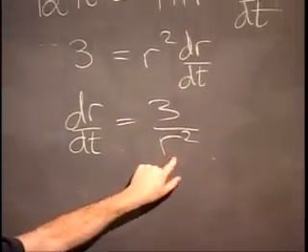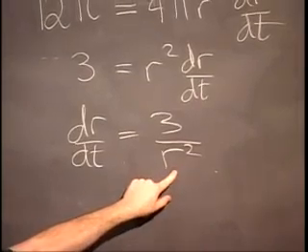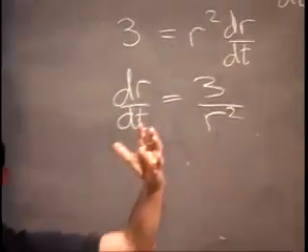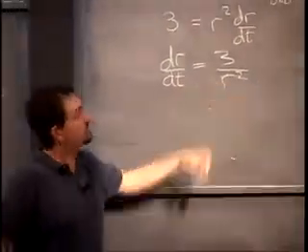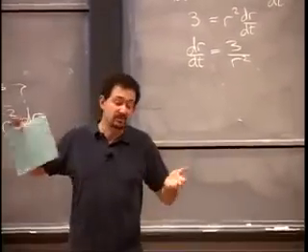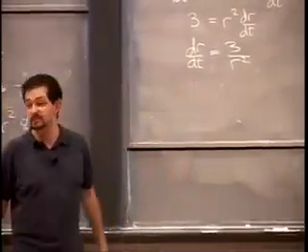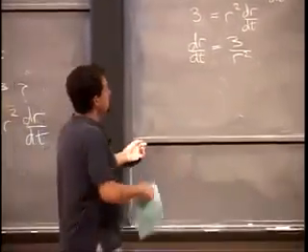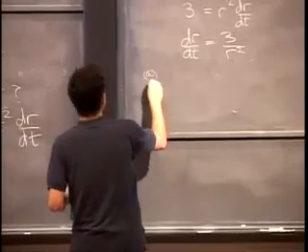And it's very, very large when r is tiny. But when r gets larger, it gets smaller and smaller, so the rate of increase of r is smaller the larger the balloon is. So it makes sense. Anyway, let's solve both parts of the problem.